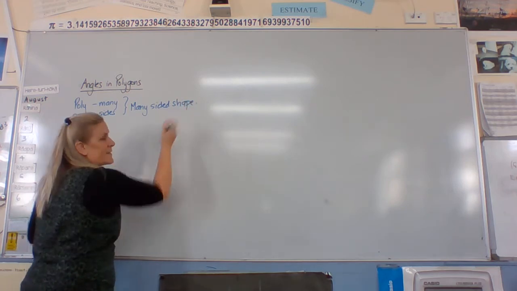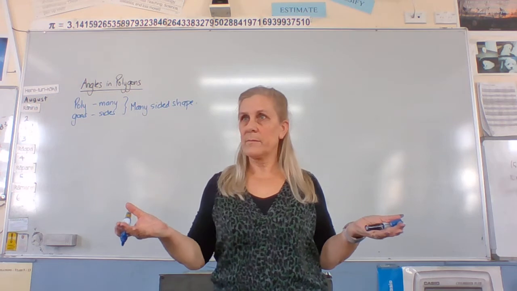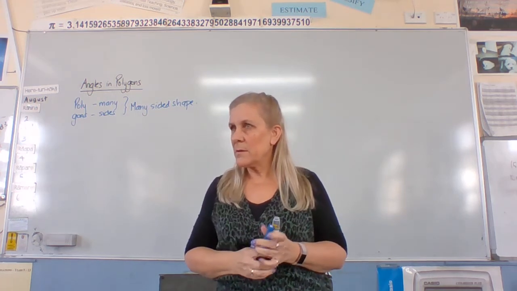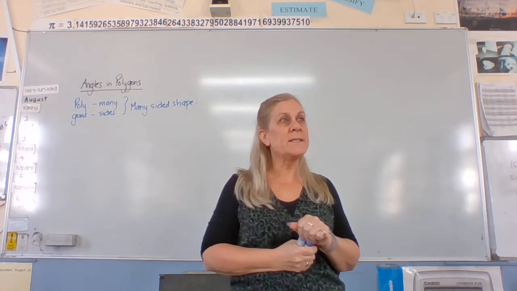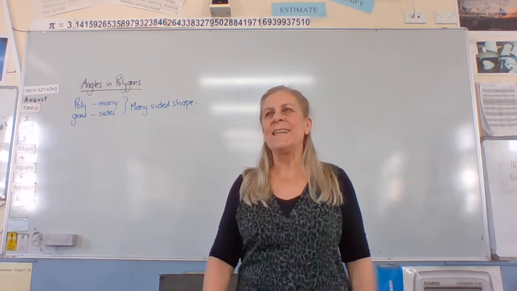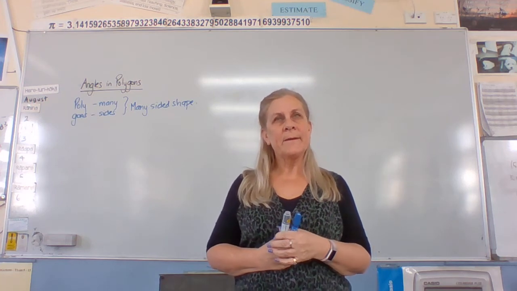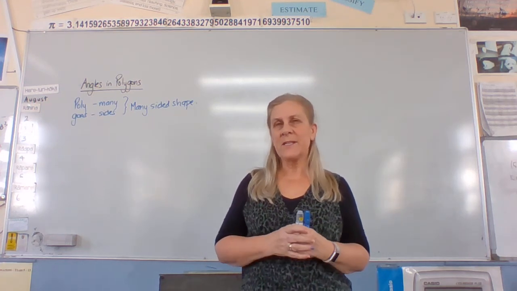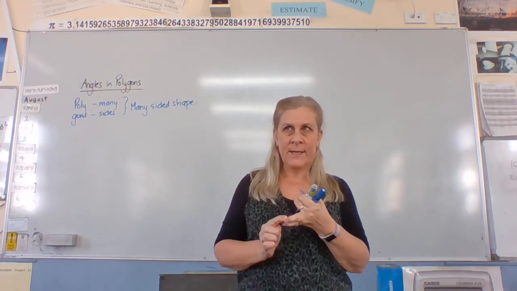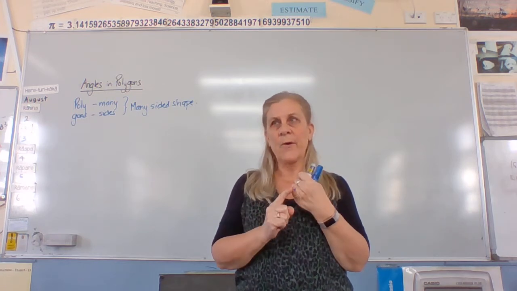So, 3 sides means a triangle. 4 sides means, this is a tricky one. It's a name for any 4-sided shape. And that's one of them, but what's any of them? No, that's a 3D shape. A 4-sided shape, so it includes squares, rectangles, rhombuses, parallelograms, kites, arrowheads.